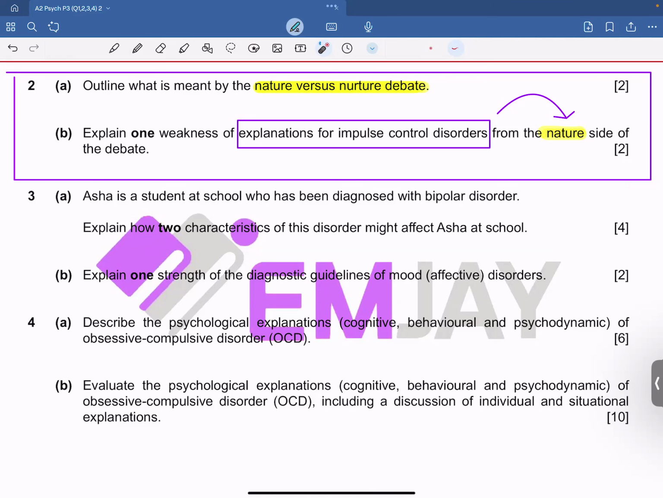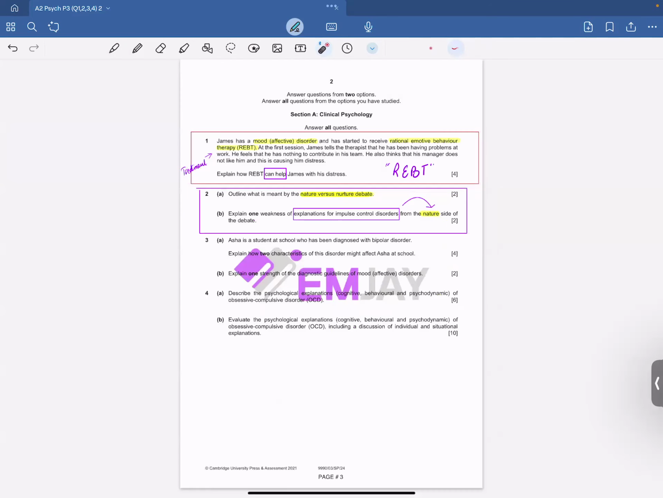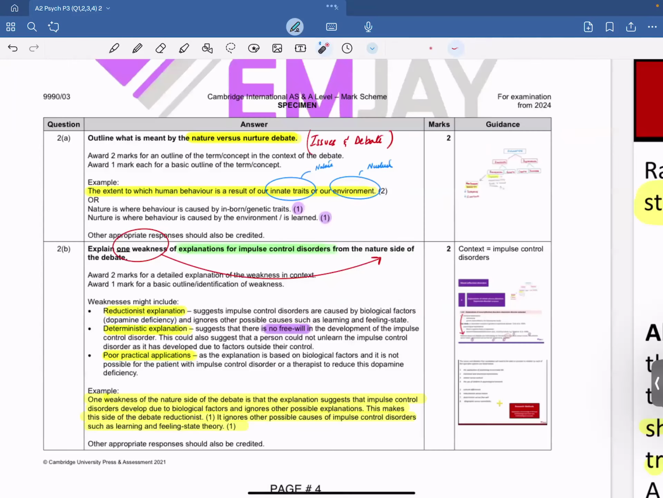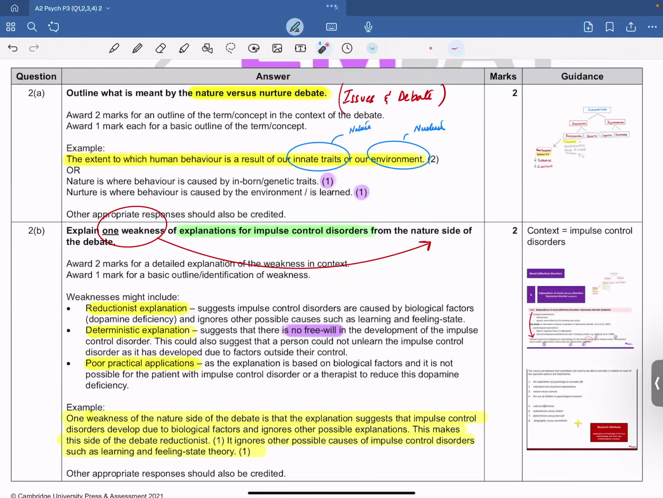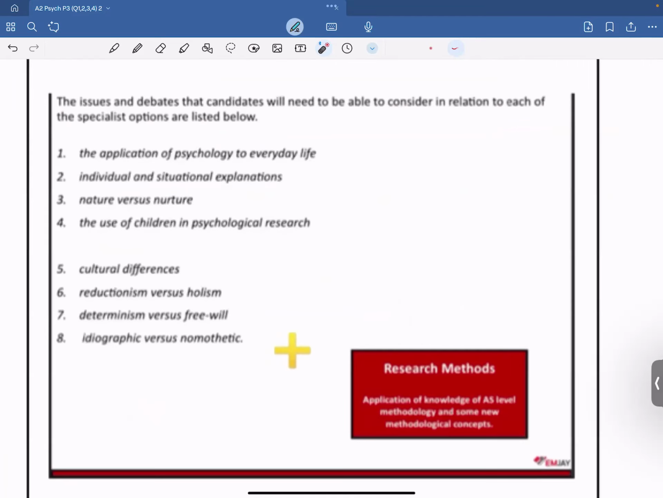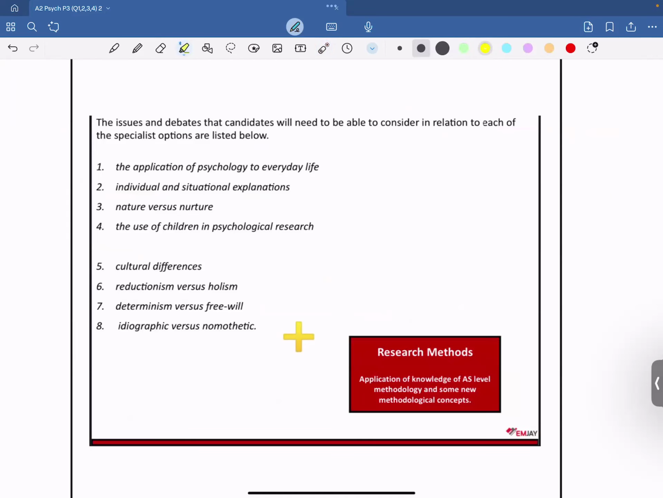Now, taking this ahead, if I may help you recall a few things, this is how the marking scheme for the question looks. But before that, let me remind you this nature versus nurture debate has been picked from this part. These are the issues and debates that every student needs to have a thorough understanding of. If you are an A2 psychology student, this is something that you all should be familiar with.